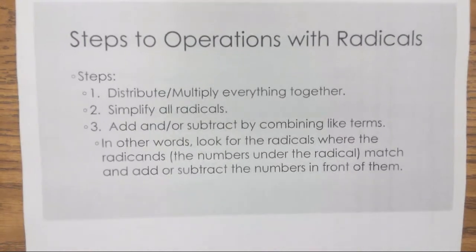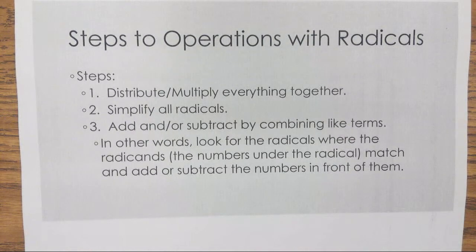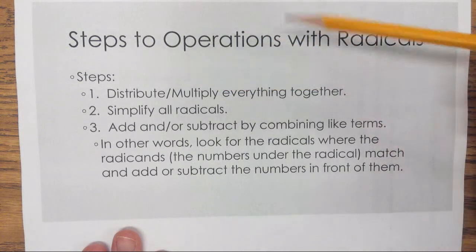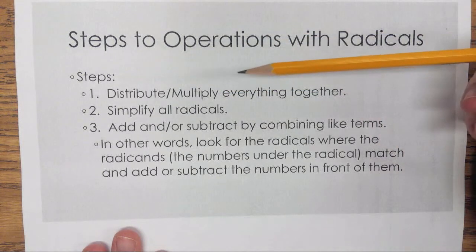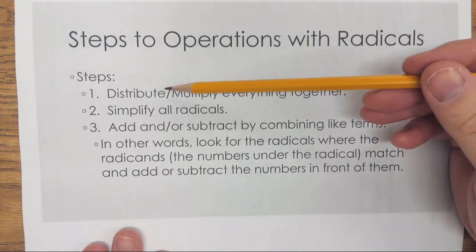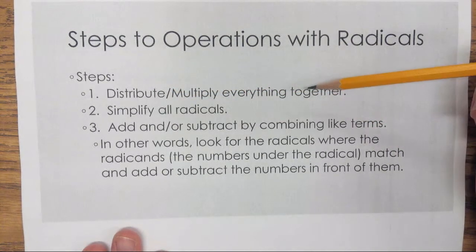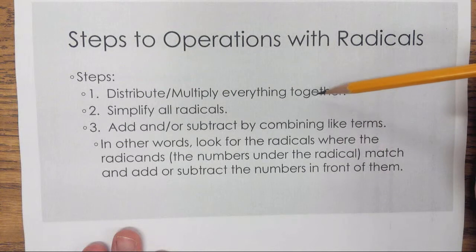Okay, steps to operations with radicals. There are things that we need to do first, and then other things, and so on. So we need to be thinking about order of operations here. The first thing to think about is to distribute or multiply all the things together if we need to or if we can.